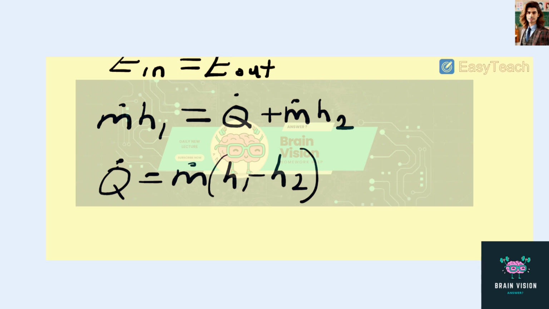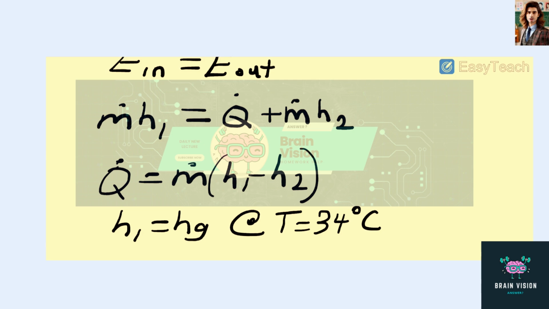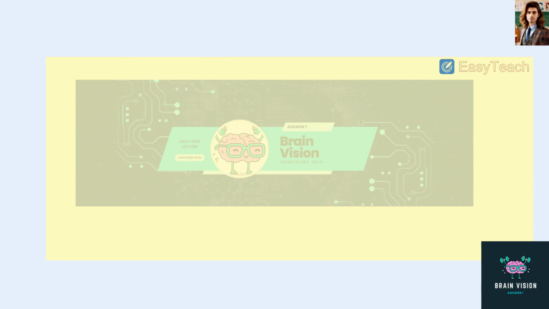What we're going to assume is that h1, the inlet condition enthalpy, is equal to hg, since we are at a saturated state. So h1 is equal to hg at our starting position at T equal to 34 degrees Celsius. Now we can solve for this Q out.